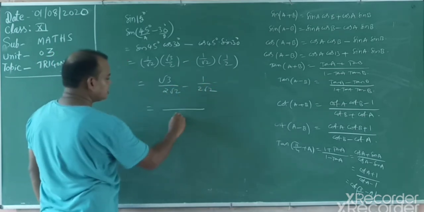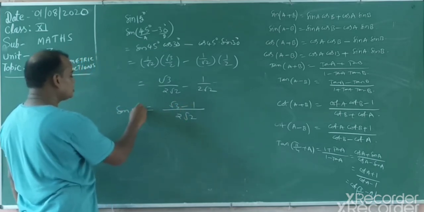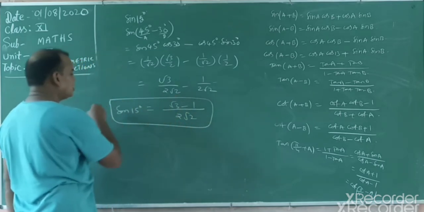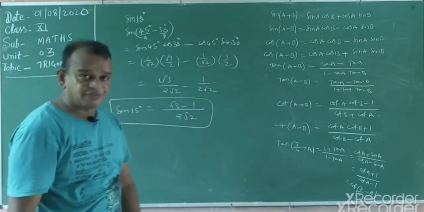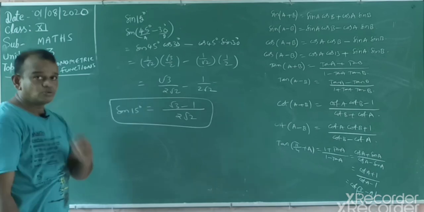Orally, what is the LCM? 2 root 2. That equals (root 3 minus 1) by 2 root 2. That is how much? Sin 15 degrees. What is the value of sin 15 degrees? Sin 15 degrees is equal to (root 3 minus 1) by 2 root 2.